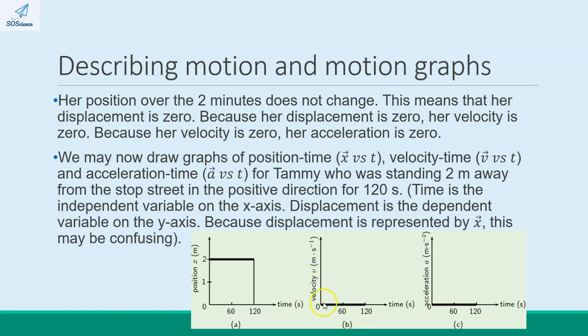Now, as far as the velocity time graph is concerned, well, if there's no change in position, there's no velocity. So for 120 seconds, Tammy had no velocity. And if there's no velocity, there's no acceleration. So for 120 seconds, Tammy had no acceleration.